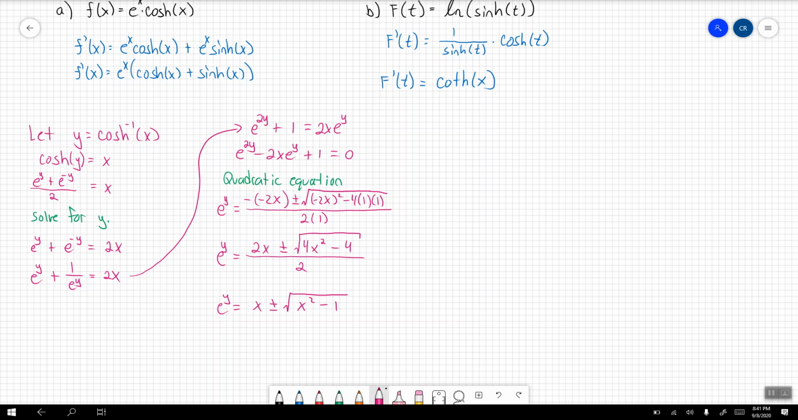Now, how do we solve this? The way we solve for y is by taking the natural log of both sides. And in doing so, we wind up with this formula.